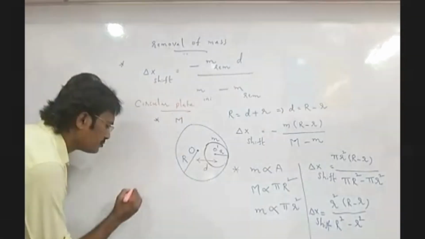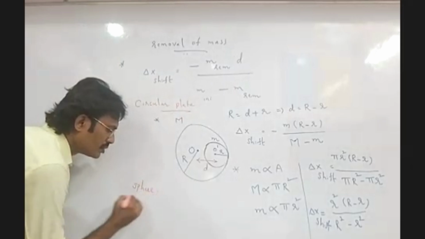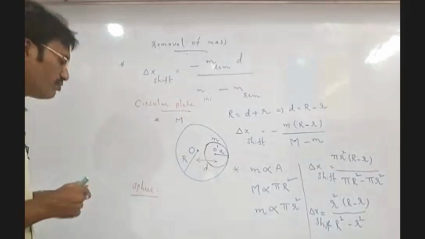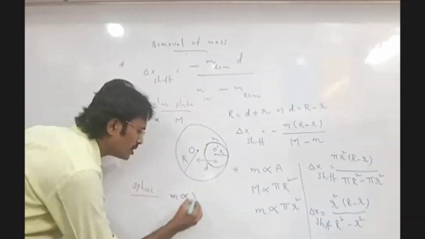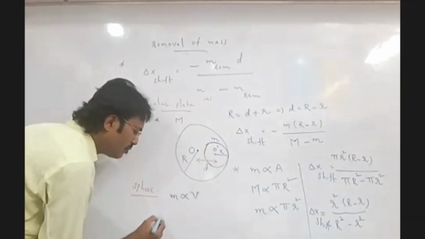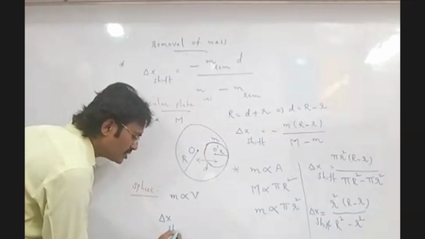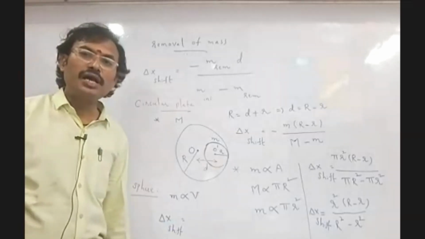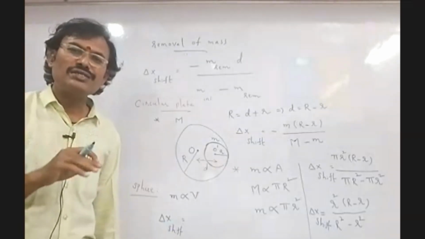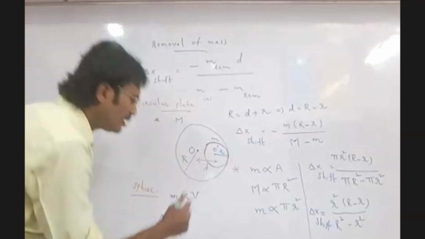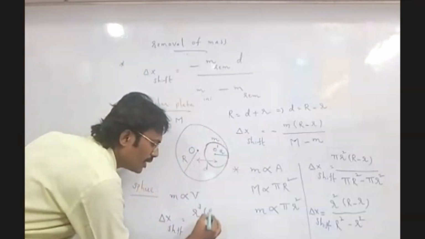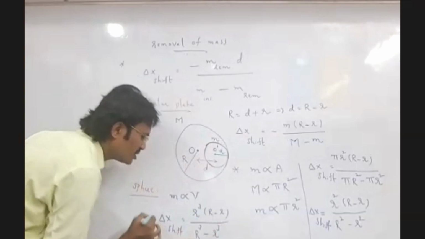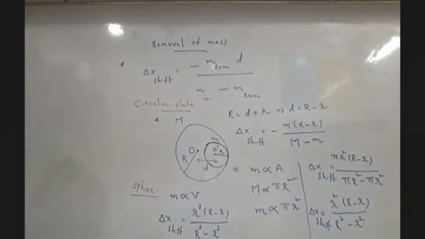Okay, if you take the sphere, their mass is directly proportional to volume. So then what is the formula? Delta x shift is equal to, so volume is nothing but 4/3 pi r cube. Since 4/3 pi is a constant, we leave it aside and take r cube. So we write small r cube into capital R minus small r by capital R cube minus small r cube. This is the formula for shift in the center of mass in case of the sphere.